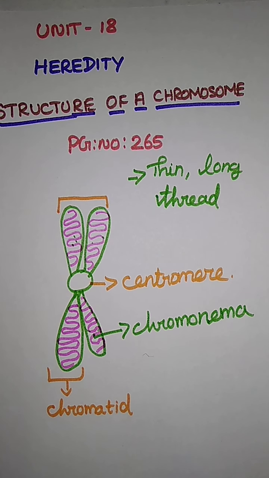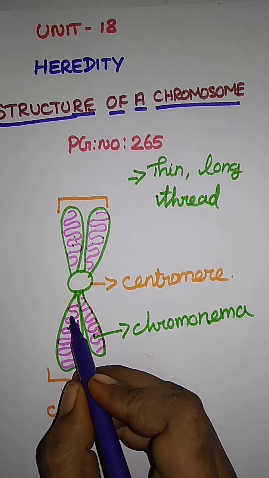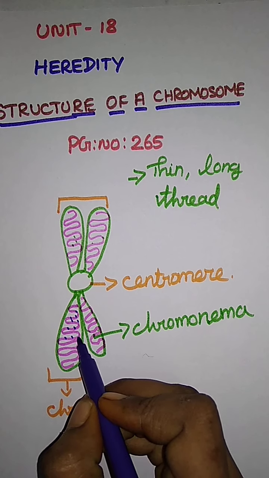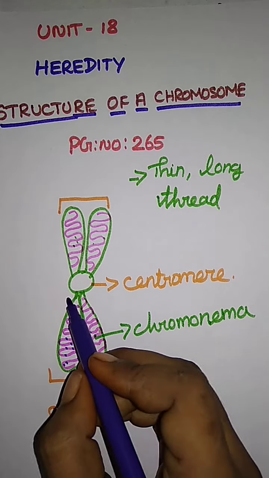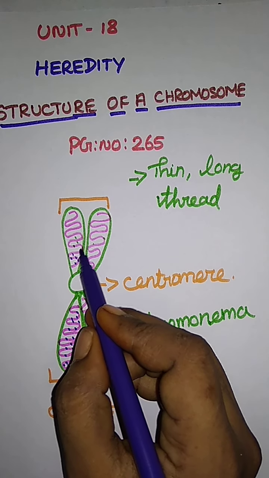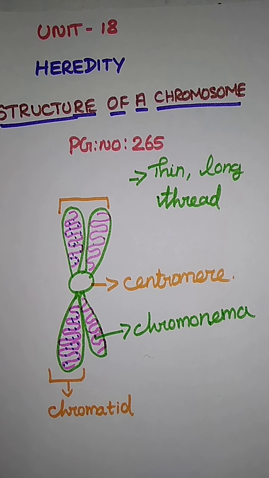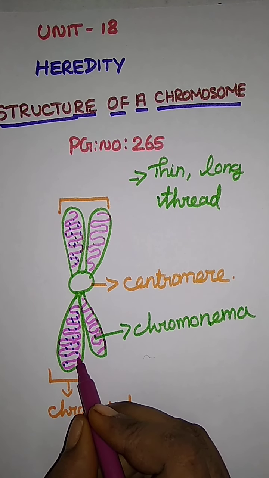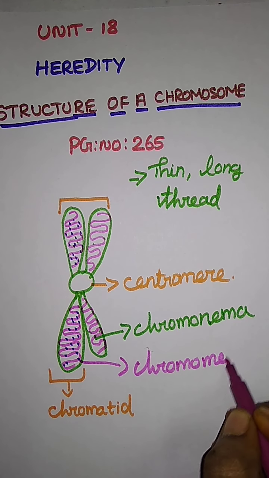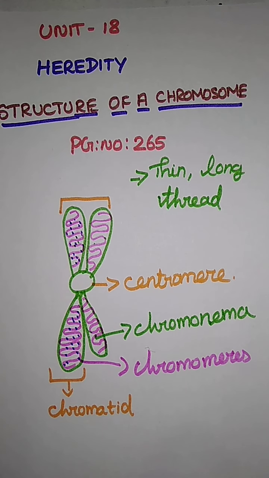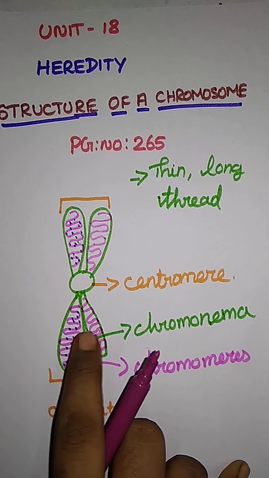Here each chromonema is made up of bead-like structures along it. They look like beads, like small beads, okay? That body part, just like this. Here also the same: a bead-like structure. The name is chromomeres. What is the name of the bead-like structure? Chromomeres, they say.